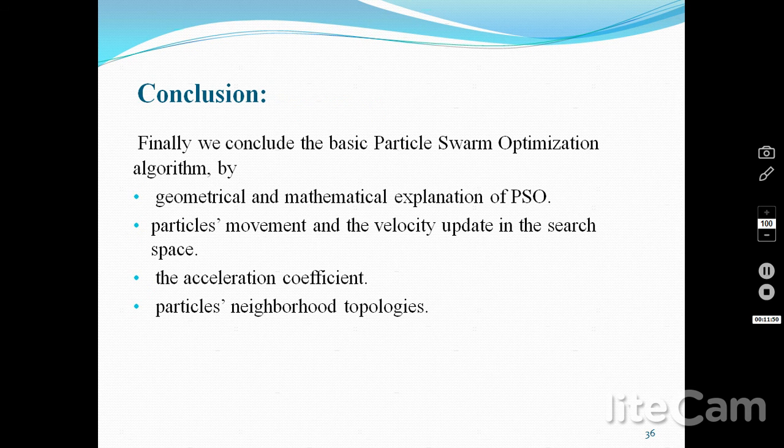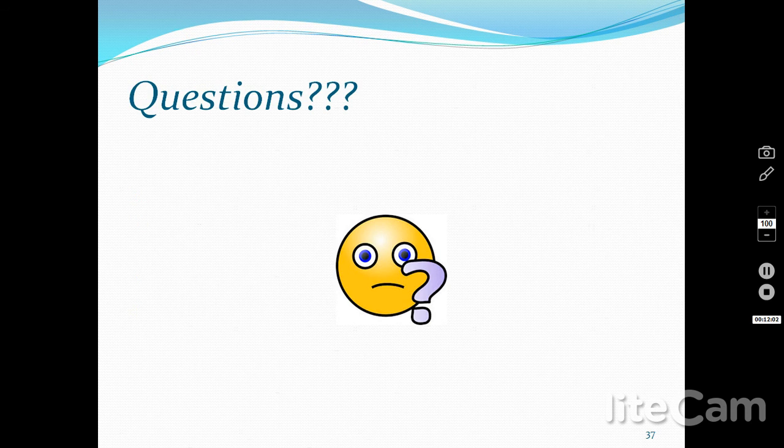Conclusion. Finally, we conclude the basic particle swarm optimization algorithm by a geometrical and mathematical explanation of PSO, particle movement and the velocity update in the search space, the acceleration coefficient, and particle neighborhood topologies.